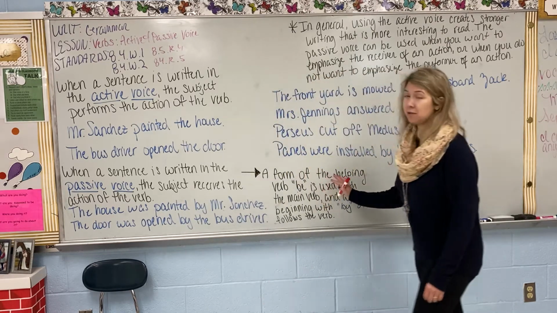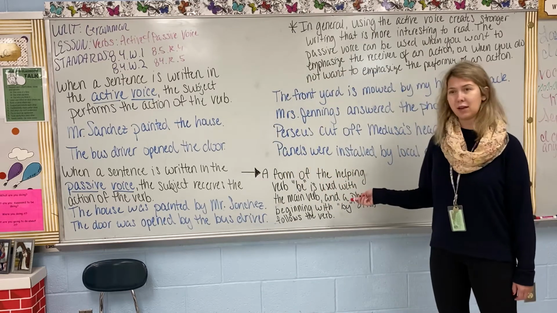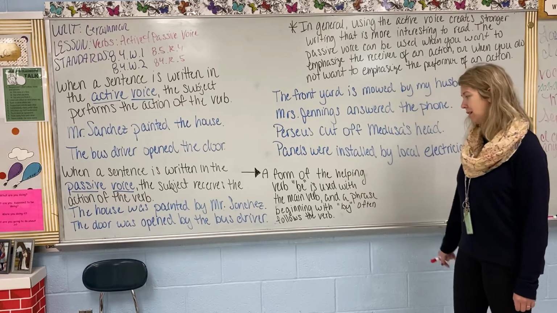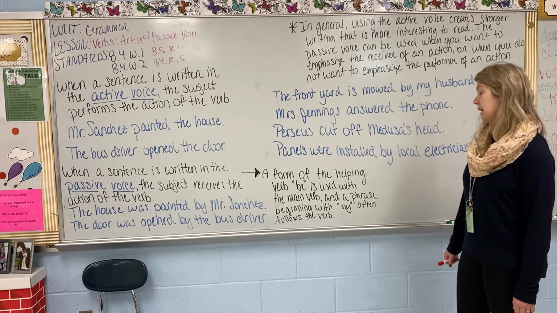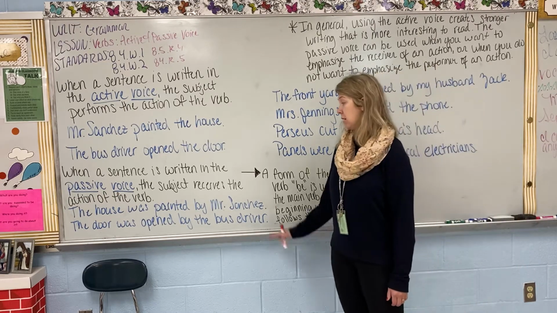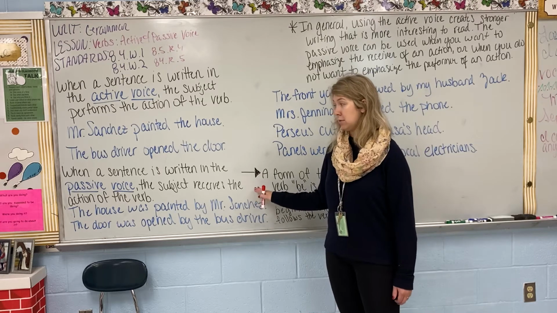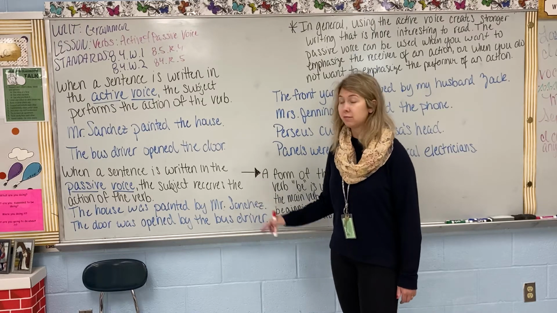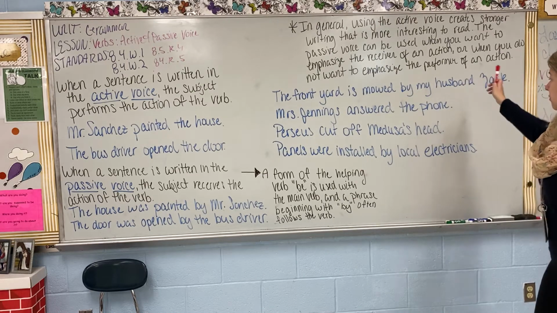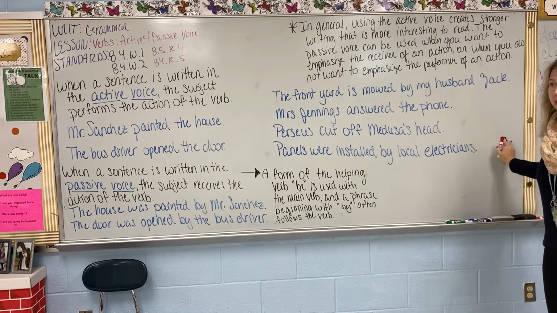Then I have a little side note written here for you to help you. A form of the helping verb be is used with the main verb, and a phrase beginning with by often follows the verb. And that is specifically whenever we are looking at verbs written in the passive voice. And then if we take a look over here, I've got another little note for you. We'll take another look at some more examples.